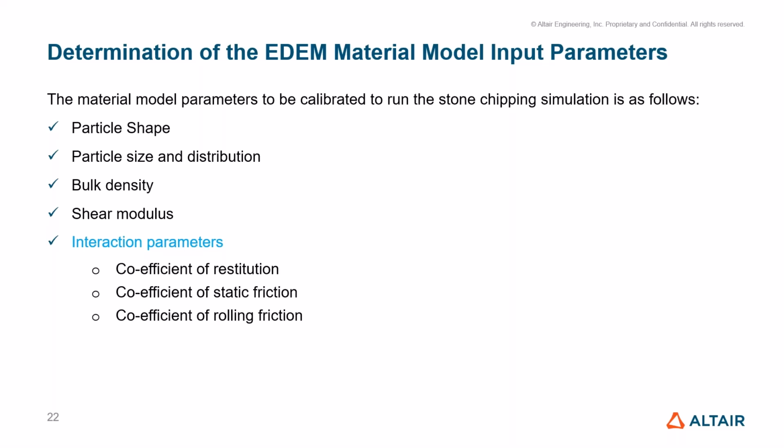Most of you know we need to look for particle shape, size, and distribution. What is the bulk density of the gravel, and what shear modulus to be chosen. For the interaction parameters, we should calibrate coefficient of restitution, coefficient of static friction, and coefficient of rolling friction. So these are the parameters we should be targeting to achieve a calibrated material model.